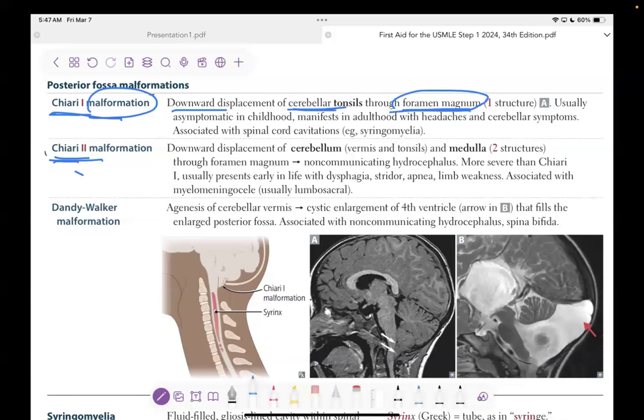But whenever the cerebellum, which should be in the posterior fossa, in the back of the head, is coming down, especially the tonsils, this is called Chiari 1 malformation, usually asymptomatic in childhood, and just sometimes in adulthood it is associated with headache. There is also a spinal cord association with Chiari 1 malformation, which is called syringomyelia, which is going to be explained later today.